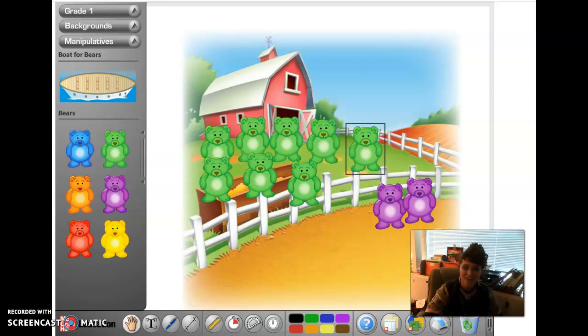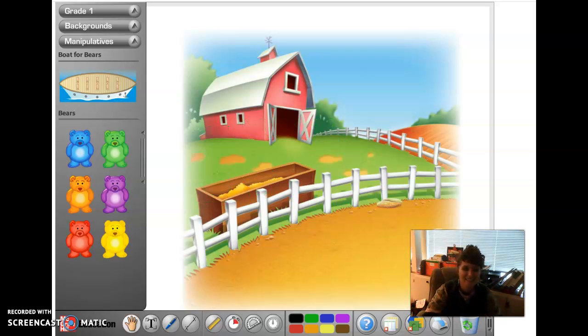All right, here is our next one. So I have 8 bears that are already living on the farm. 2 bears have decided to join them. How many total bears are on the farm? Okay, let's count and find out. 1, 2, 3, 4, 5, 6, 7, 8, 9, 10 bears total on the farm. Wonderful. Let's do another one.